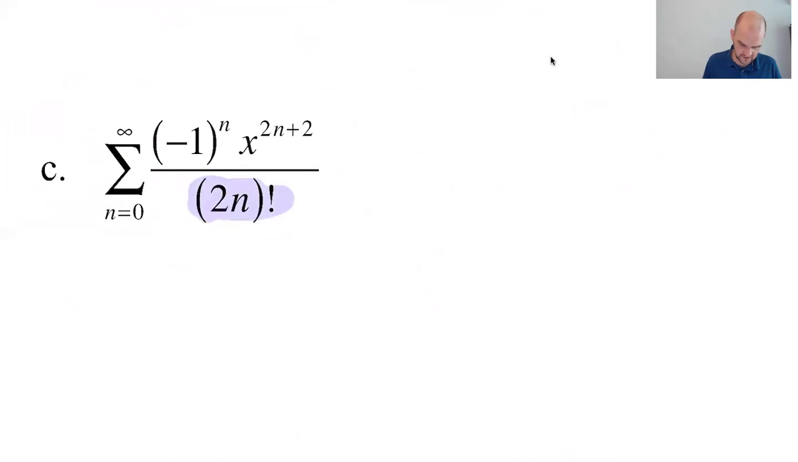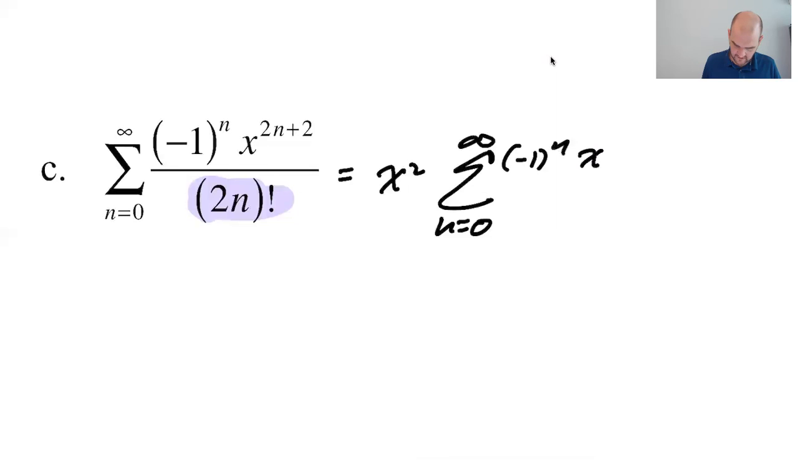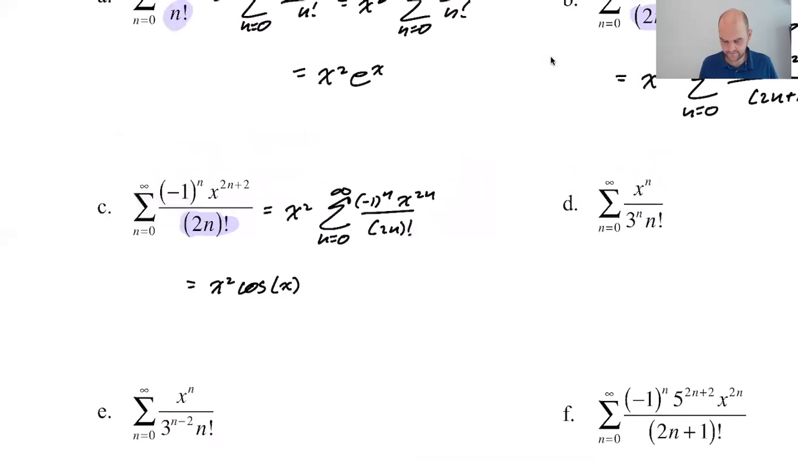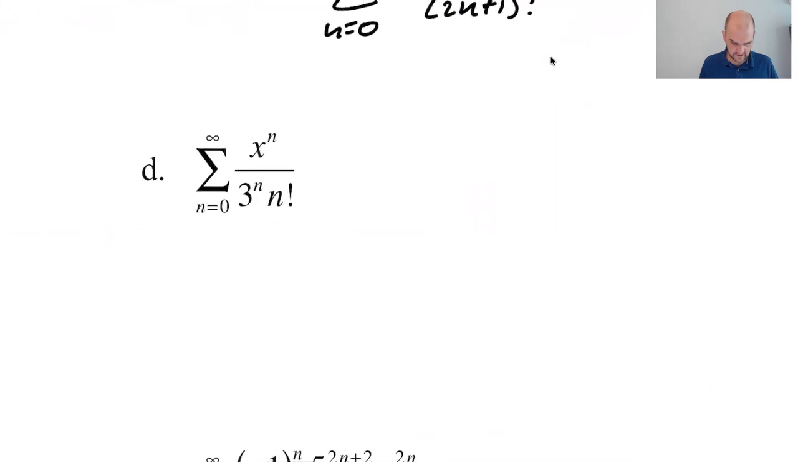So I'm thinking this is cosine, and I'm thinking we can rewrite this as this, and that's exactly cosine. So this will be x squared cosine of x. There you go.